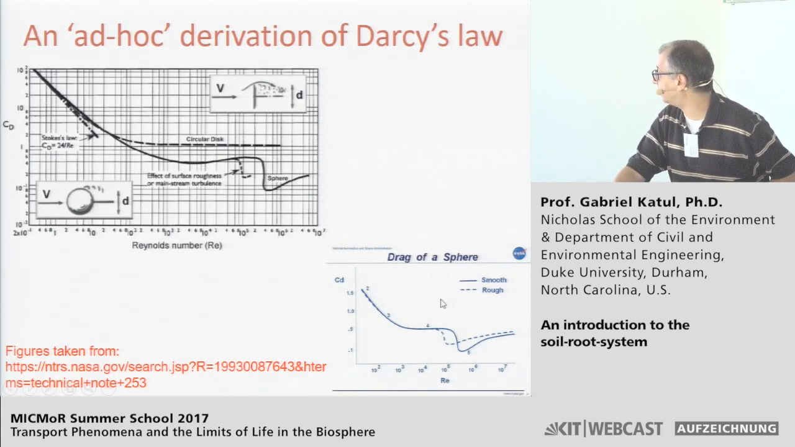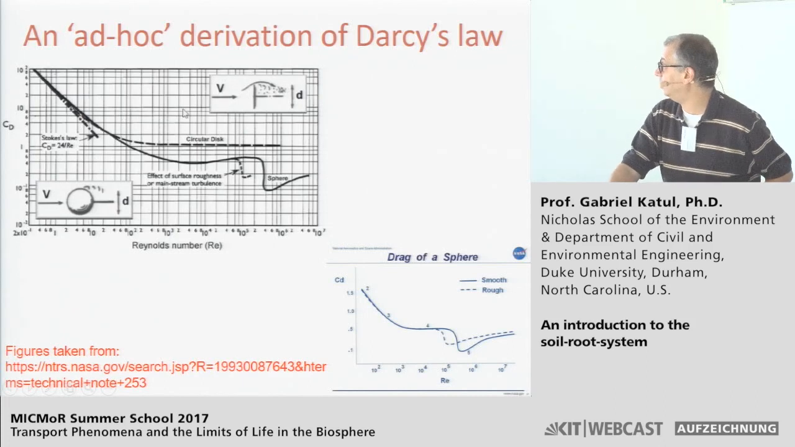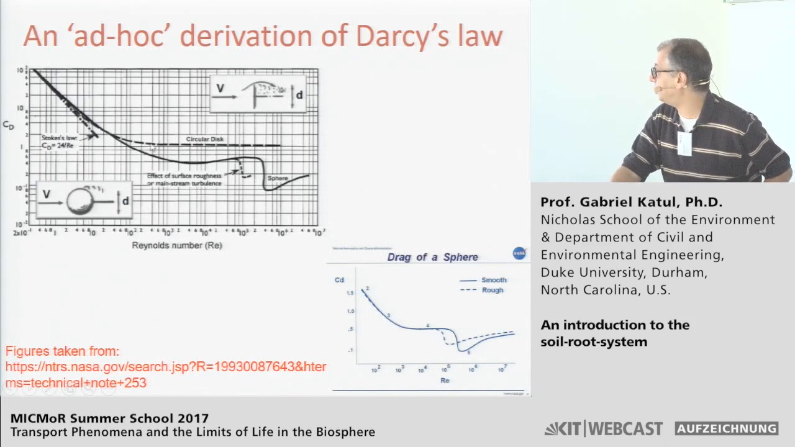In fact, even for a sphere, a smooth sphere versus a rough sphere gives some differences at higher Reynolds number. But at lower Reynolds number, the drag coefficient as a function of Reynolds number is pretty insensitive to the precise geometry. The geometry becomes more significant as you go to higher and higher Reynolds number.